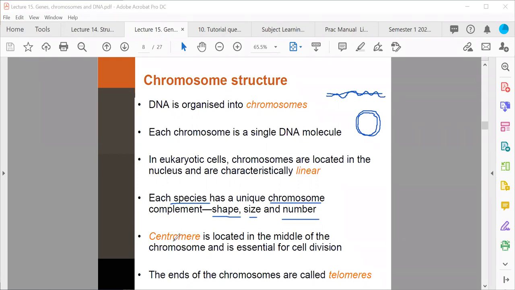Just a couple of terms here. A region called the centromere is located in the middle of the chromosome. It's essential for cell division. The two ends of each chromosome are called telomeres. So these regions here are called telomeres, and there's a region sometimes in the middle, sometimes offset a little bit, which is called a centromere, and that's important for cell division.